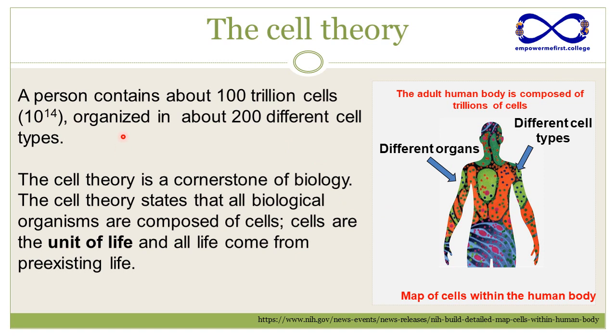This is basically a map of cells within the human body. Generally, the cell theory is a cornerstone of biology. The cell theory states that biological organisms are composed of cells, and cells are the unit of life, and all life comes from pre-existing life. Also, the cell theory is one of the unifying principles of biology. Again, the cells are the unit of life, and all organisms living today are descendants of an ancestral cell, meaning an old cell.